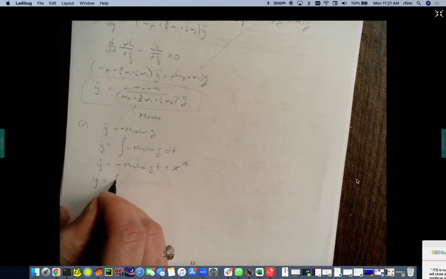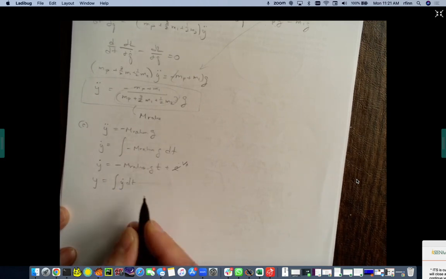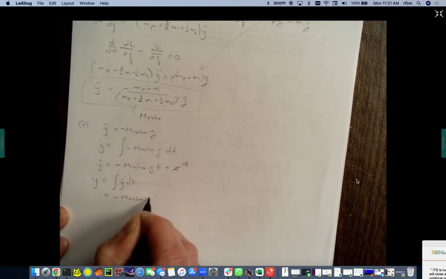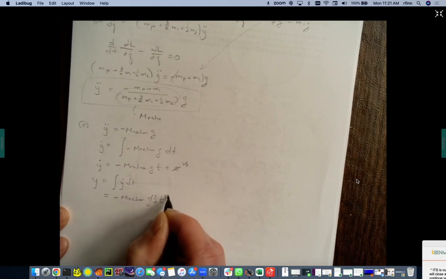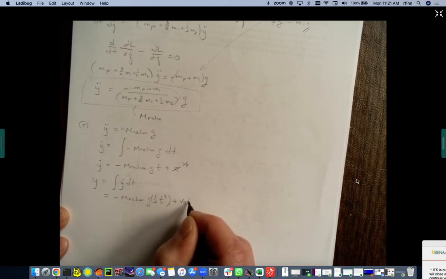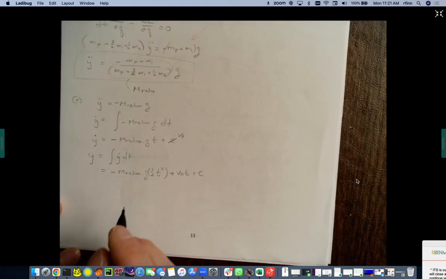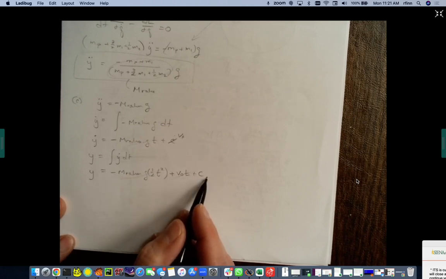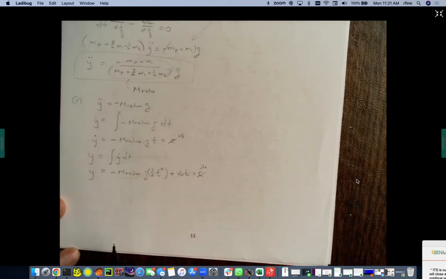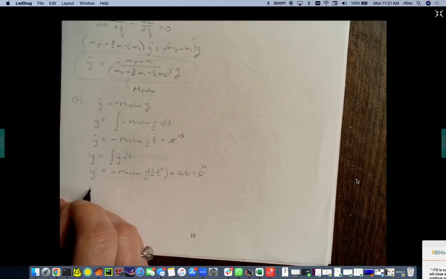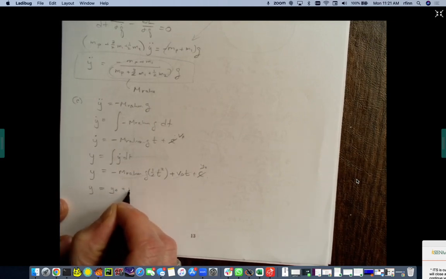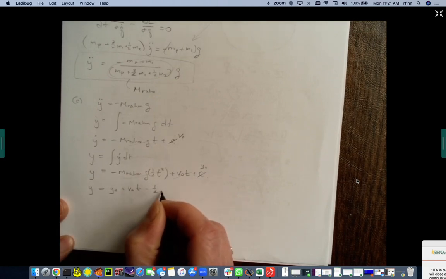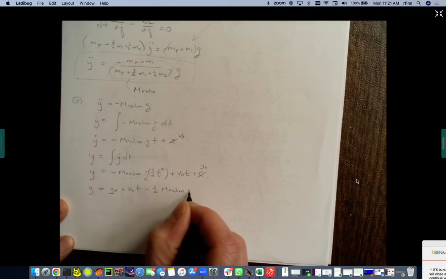Okay, and then our position is the integral of y dot dt, and so that's going to be negative m ratio g times 1/2 t squared plus v0 t plus another constant. Again, if we let t equal 0, these terms go away, so this physically is our initial position, y0. So we get y as a function of time: y0 plus v0 t minus 1/2 m ratio g t squared.